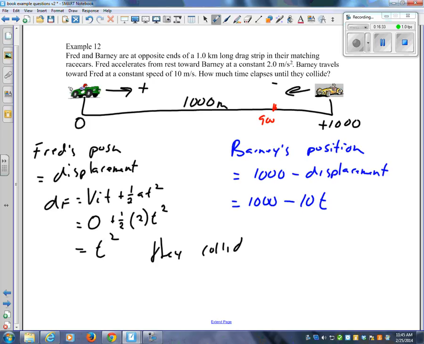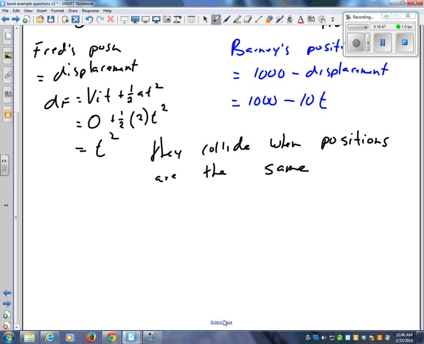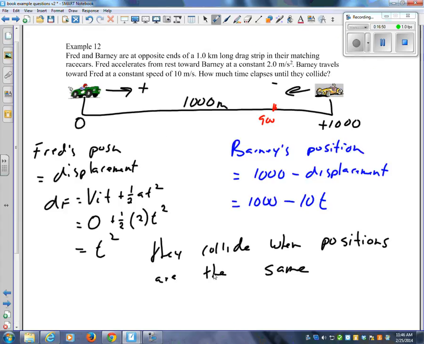when positions are the same. Constant velocity times t, right? 1,000 minus 10t. The velocity is 10. Okay, so they collide when their positions are the same. So we're going to set them to the same.